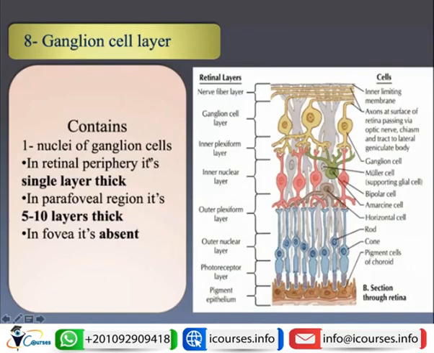Then we have the ganglion cell layer. The ganglion cell layer is a single layer thick. However, in the parafoveal region, it is 5 to 10 layers thick. And you may wonder why. This is because it is absent in the fovea. So is this absence due to actual reduction of the ganglion cell layer? That's what we will see later on.